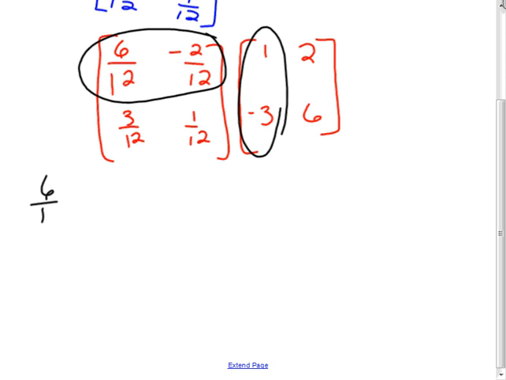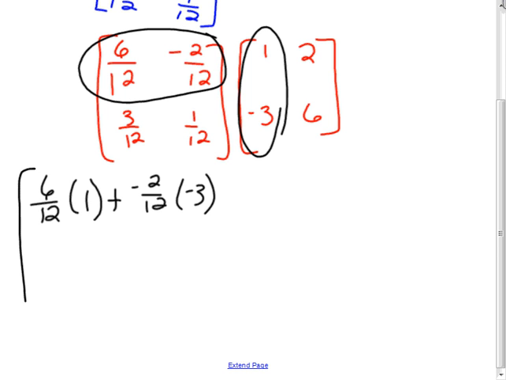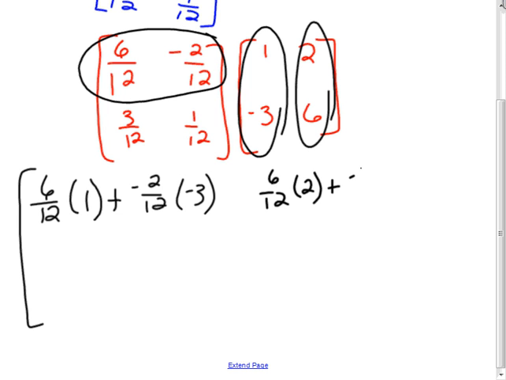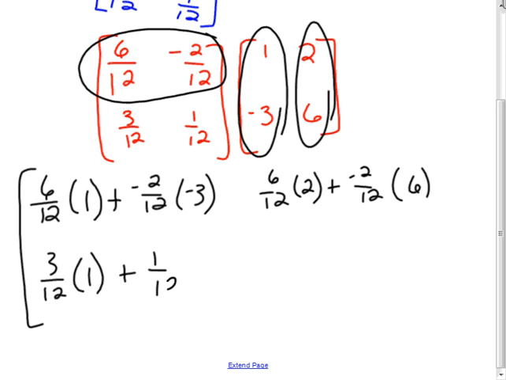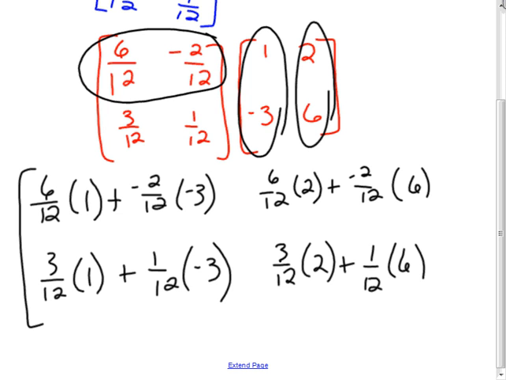So I get 6/12 times 1 plus -2/12 times -3. So that's my top left element. Top right, row by column, 6/12 times 2 plus -2/12 times 6. Bottom left, 3/12 times 1 plus 1/12 times -3, and bottom right, 3/12 times 2 plus 1/12 times 6.